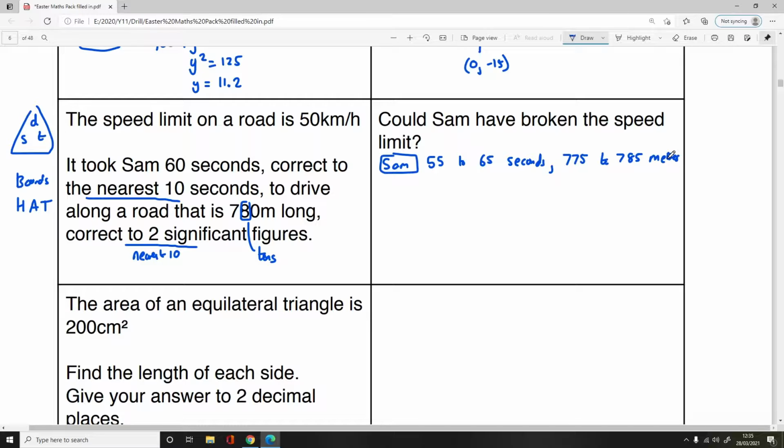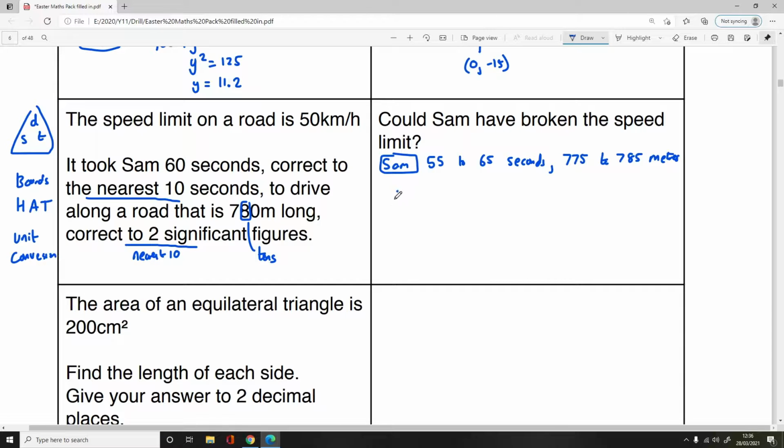What's the actual question? So you'll notice with a bounds question, you never really read it to start with, you just work out what the nearest stuff means. It says the speed limit is 50 kilometers per hour. Did he break the speed limit? Or could he have broken the speed limit? Now, this is meters and seconds, and this is kilometers and hours, so there's another problem here, which is that we need to change this to meters and seconds. So there's a third topic in here of unit conversion.